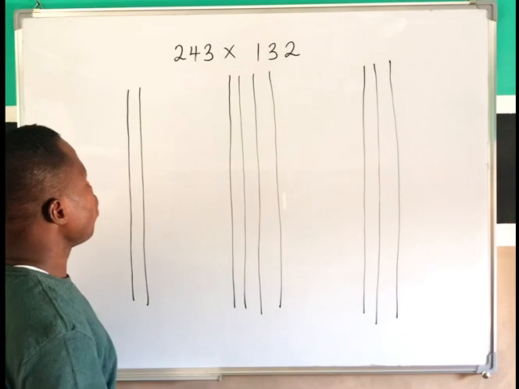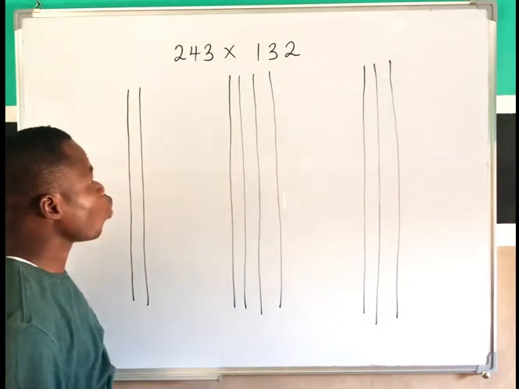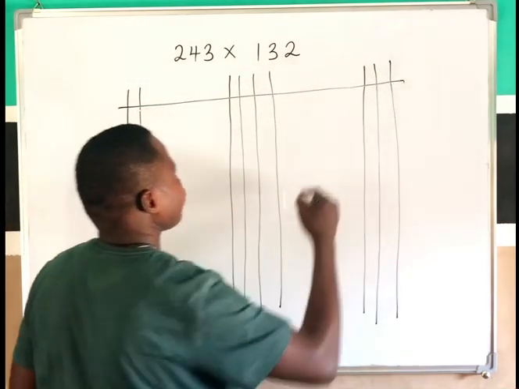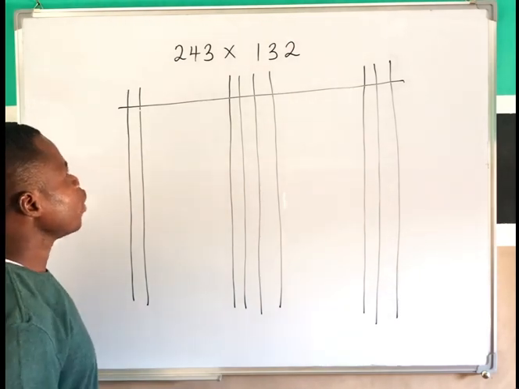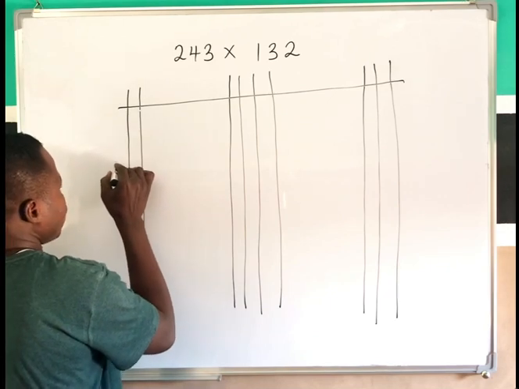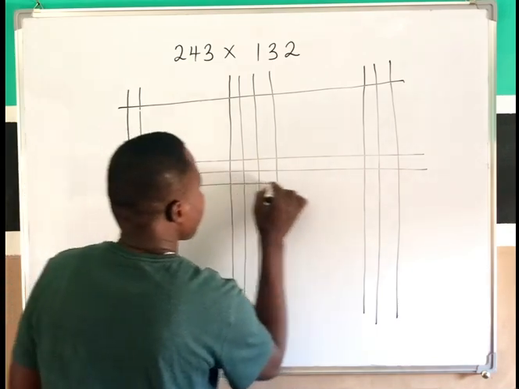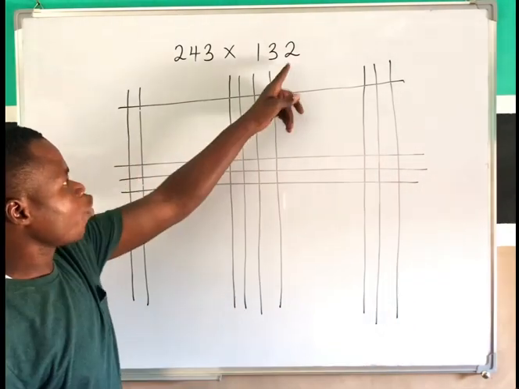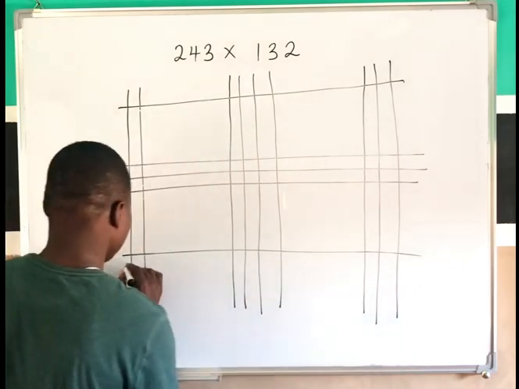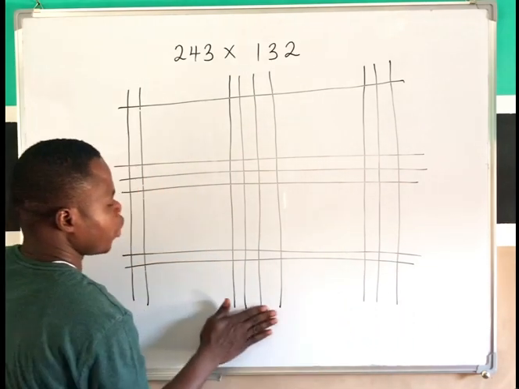Now, I will go to the next number, which is 132. So that one, I'll pick the first digit, which is 1, and draw 1 horizontal line on top because it is 1 there. Then, the next digit is 3. So I'll come to the middle and draw 3 horizontal lines. Then I'll move to the next digit, which is 2. Then I'll come down and draw 2 horizontal lines.